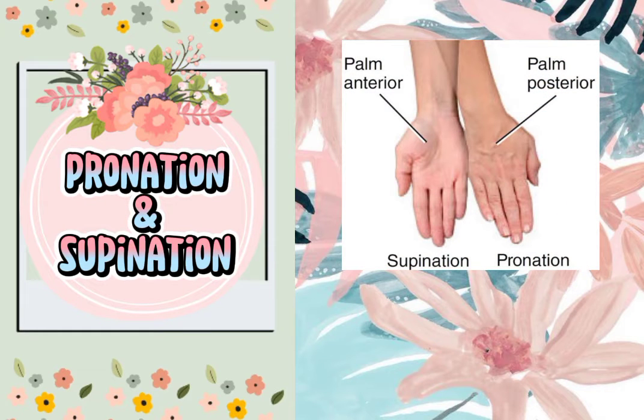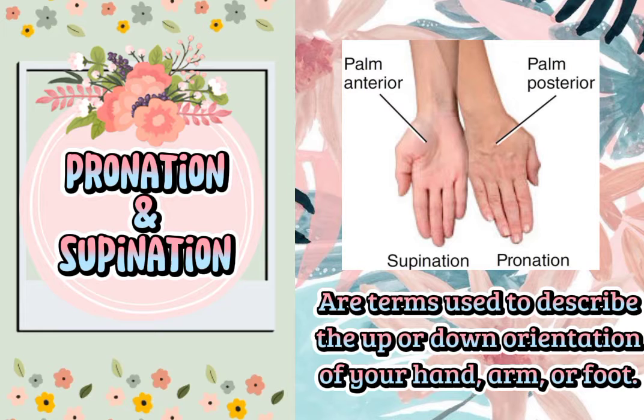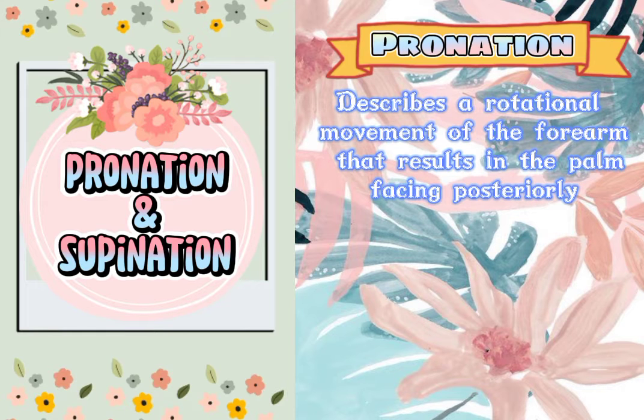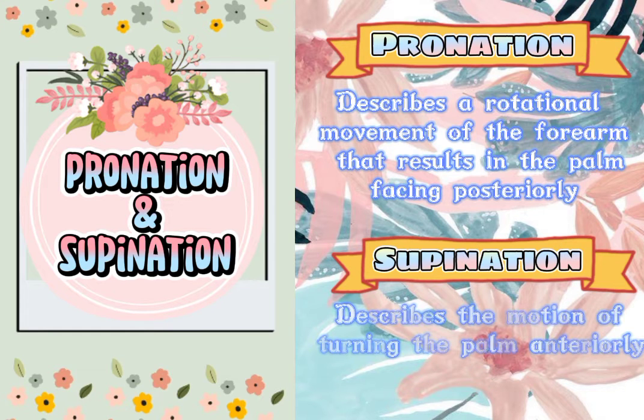Supination and pronation are terms used to describe the up or down orientation of your hand, arm, or foot. When we say pronation, it describes a rotational movement of the forearm that results in the palm facing posteriorly, while supination describes the motion of turning the palm anteriorly.